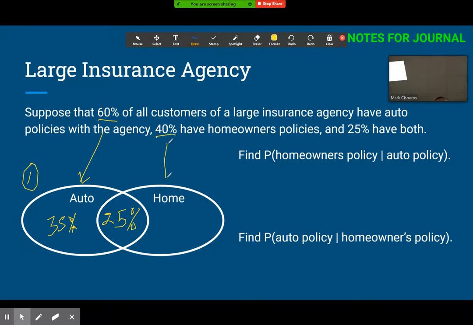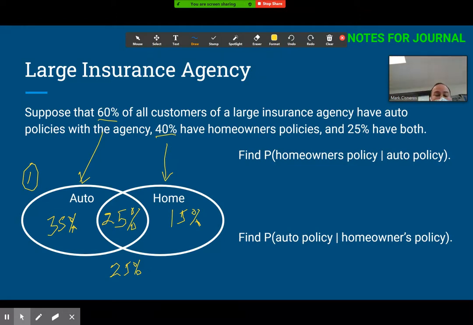40 is likewise the total for this whole bubble, but 25% is already in the middle. So what's 40 minus 25? 15%. And what am I missing? The outside. 35 plus 25 is 60, plus another 15 is 75. So what goes on the outside? 25%. Why 25? It's what's left over out of 100. Since we're doing percentages, the total's 100. Good so far?